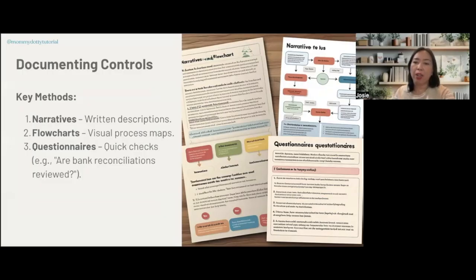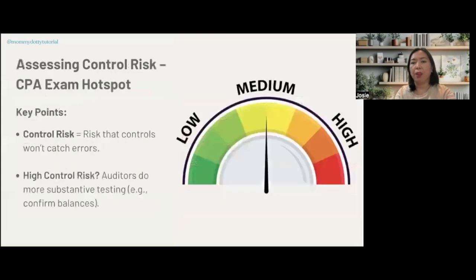So narratives are simpler, but it's harder to follow. Narratives are more on words. Flowcharts is more on visual. So remember that. Okay.